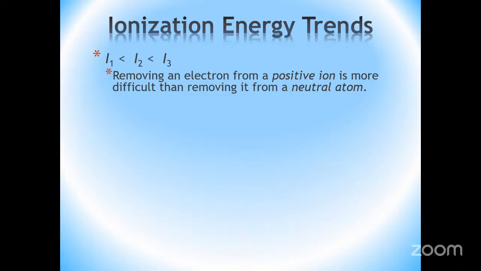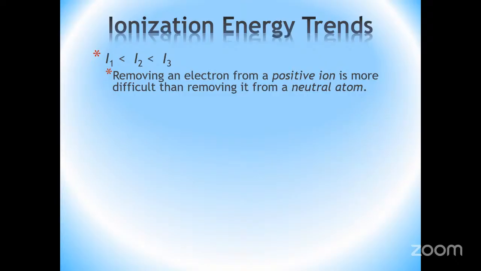If you're removing the first electron, you're removing it from a neutral atom, so that requires a certain amount of energy. But to remove the second electron, you're removing an electron, which by the way is negatively charged, from something which is already positively charged. So, as you can imagine, trying to remove electrons from something already positively charged will require more energy than removing from the neutral atom. And as the charge increases with each successive removal of electrons, it becomes progressively more difficult to remove each electron at each step.